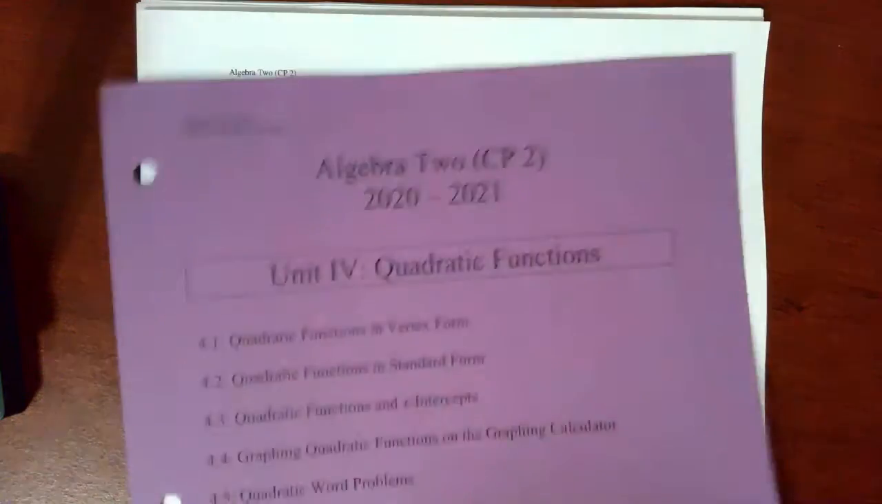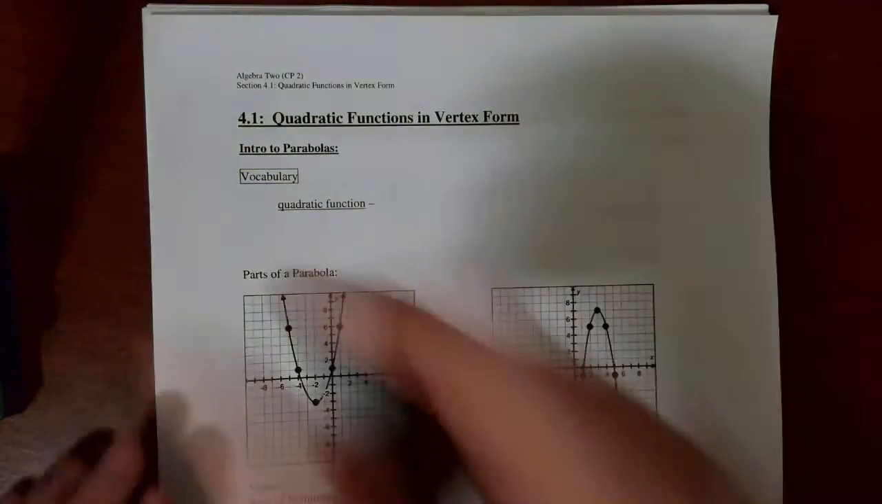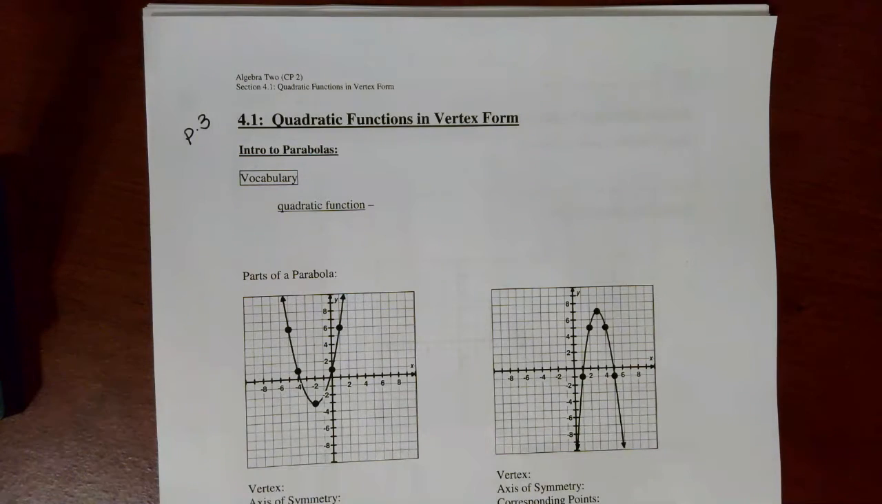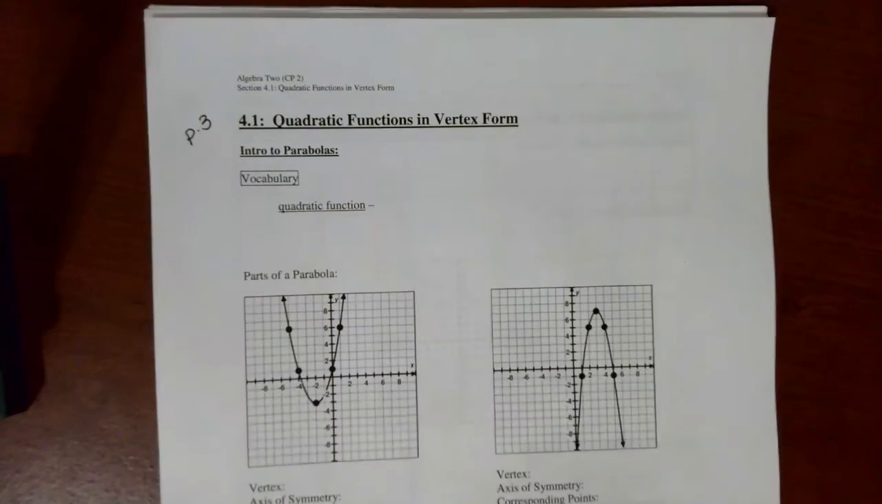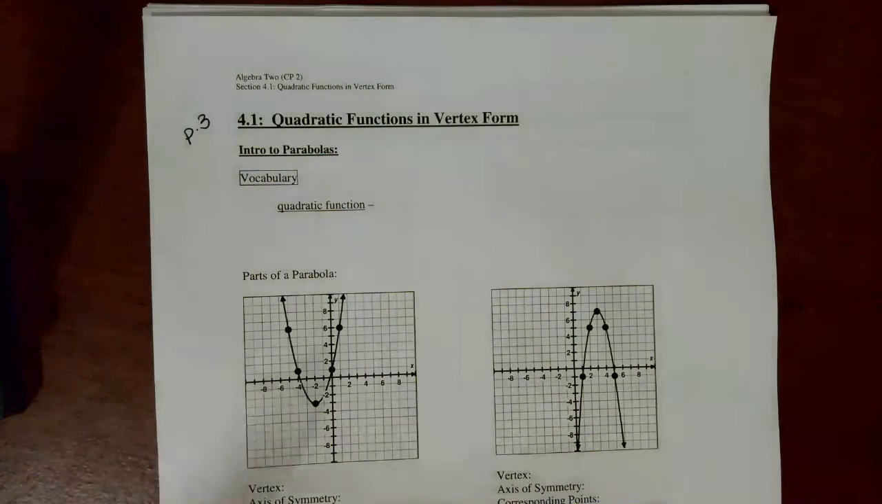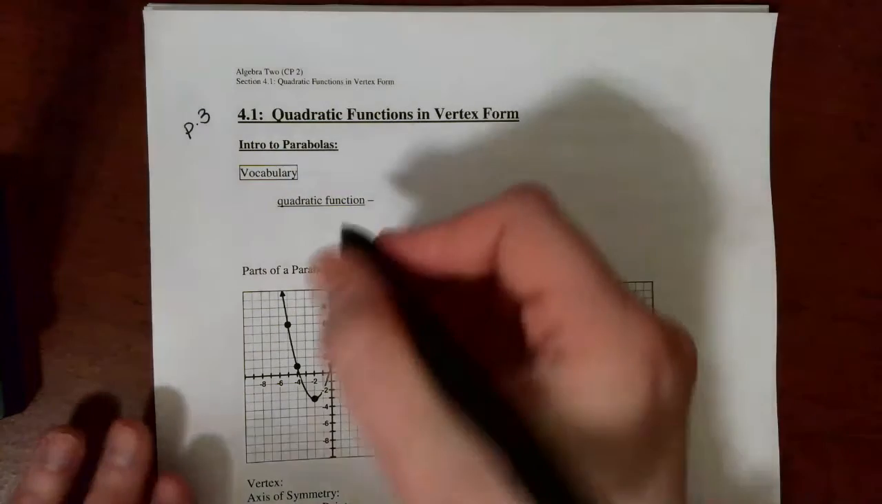We are going to start on page 3 of this packet, and start looking at section 4.1 about quadratic functions in vertex form. But before we get into that whole vertex form thing, we need a definition of a quadratic function. I think I gave you this definition in the last unit when we talked about quadratic expressions and quadratic equations.